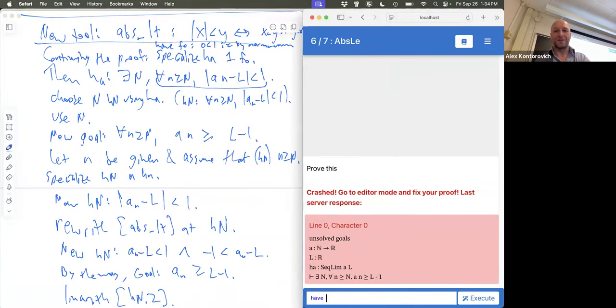Have F0. Do you want to use something other than 1? Pi over 3? A half? Pi over 3 won't work. Pi over 4. Yeah. Let's use a half. Let's see. I have to make sure I cast this to the reals. Let's use a half, by norm_num.